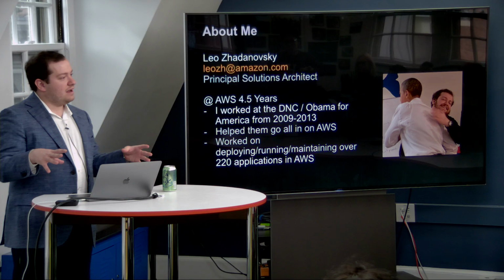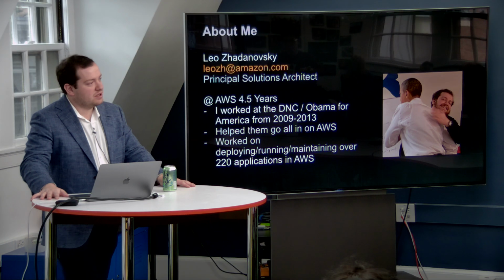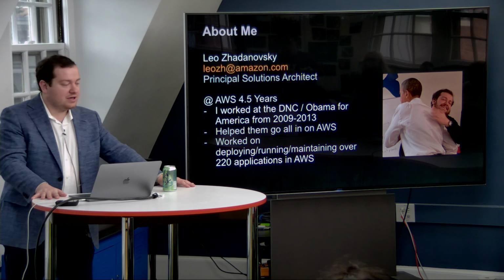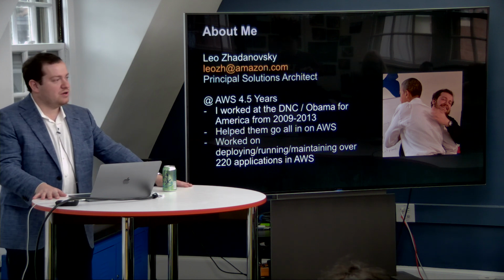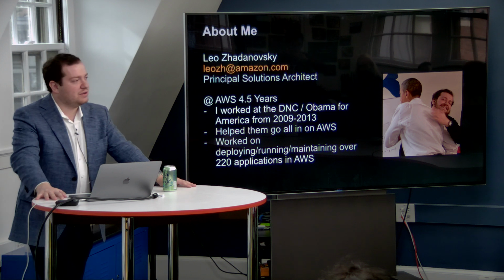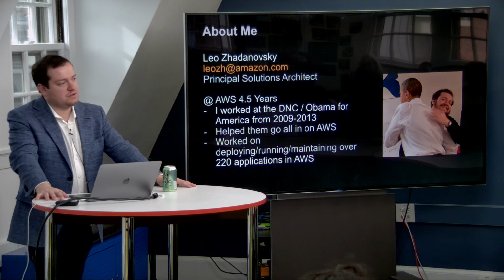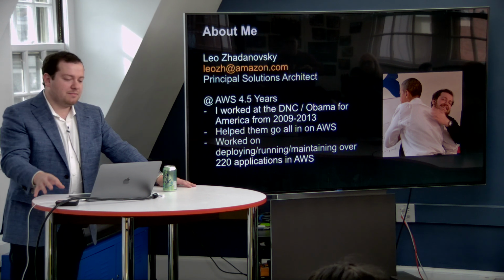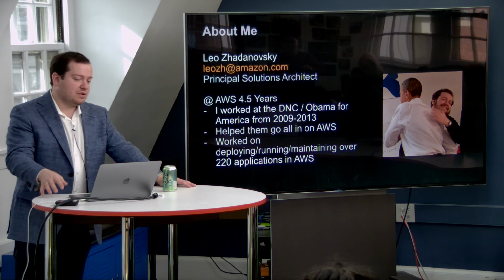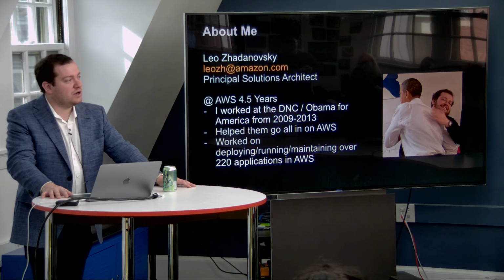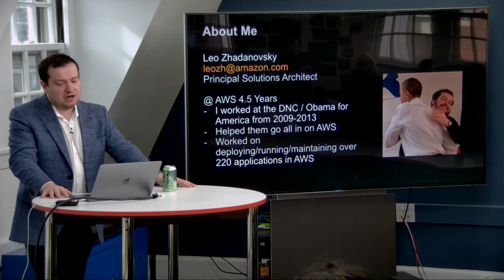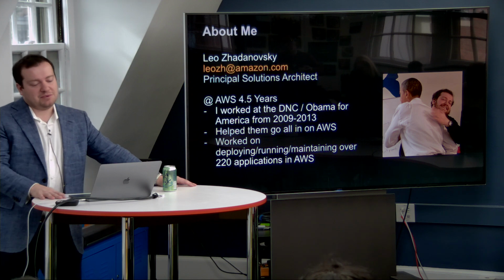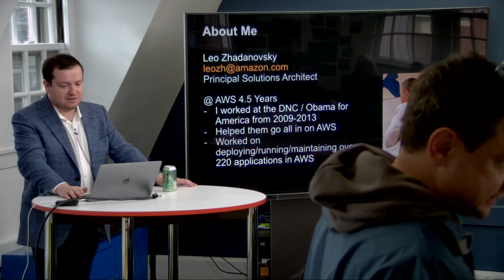Before that, I used to work for the Democratic National Committee. And then that turned into the Obama campaign in 2012. If you Google around, there's a bunch of articles and slideshows about that. But basically, the Obama campaign was all in on AWS. When I was there, they built about 220 applications on AWS of all kinds. So after that, I was pretty knowledgeable about the platform, so I went to work for AWS itself.